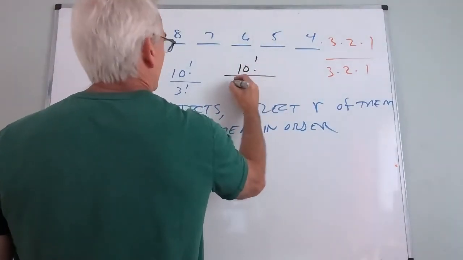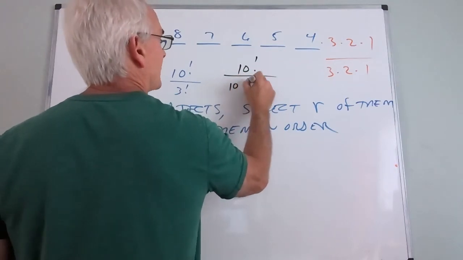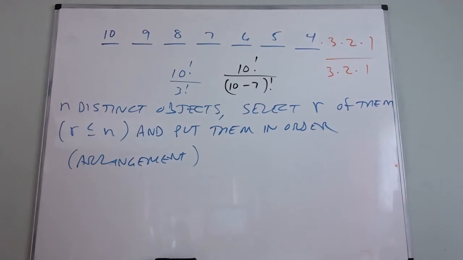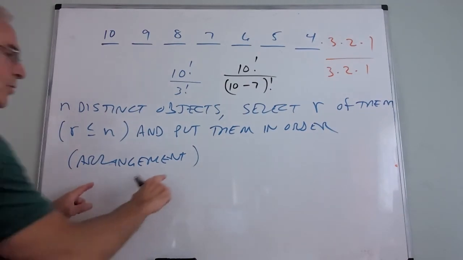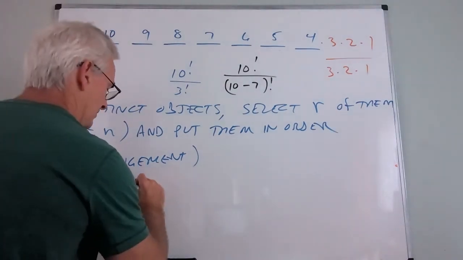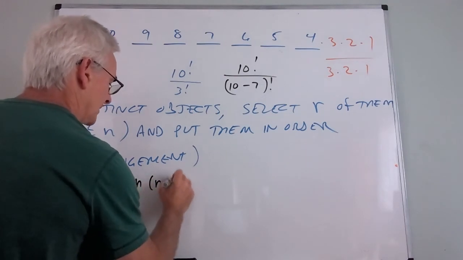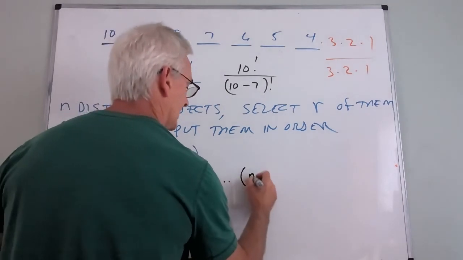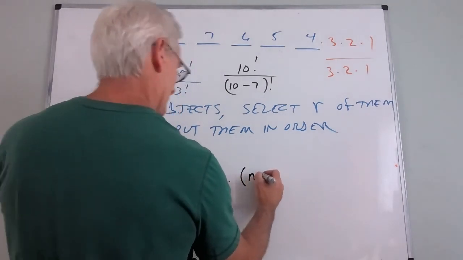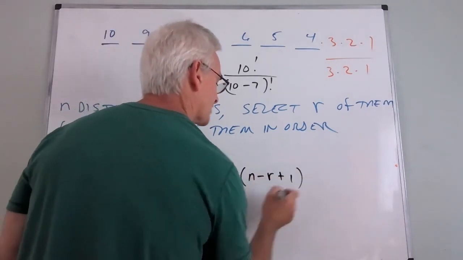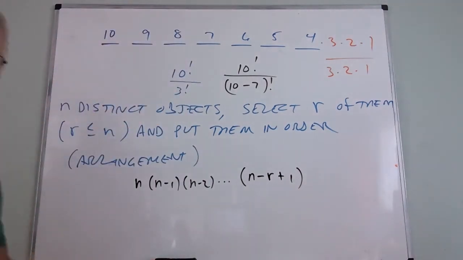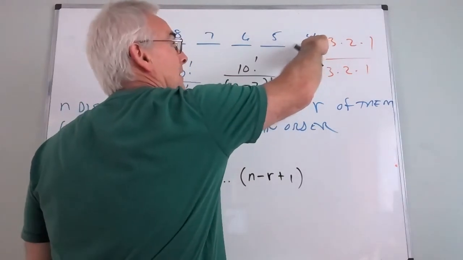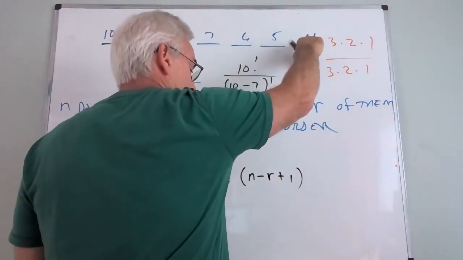N minus R. Yeah, that would be, the three came from doing 10 minus seven, didn't it? Does everybody see that? If I'm going to do this, I'm going to have N choices for the first, times N minus one, times N minus two, dot, dot, dot. And eventually I'm going to get N minus R plus one. I selected seven objects here. See the four? That's 10 minus seven plus one.